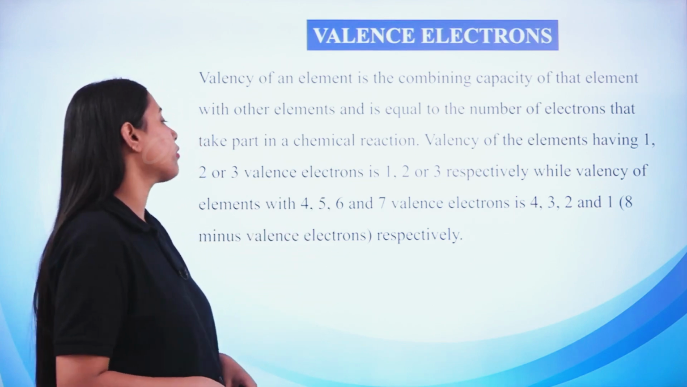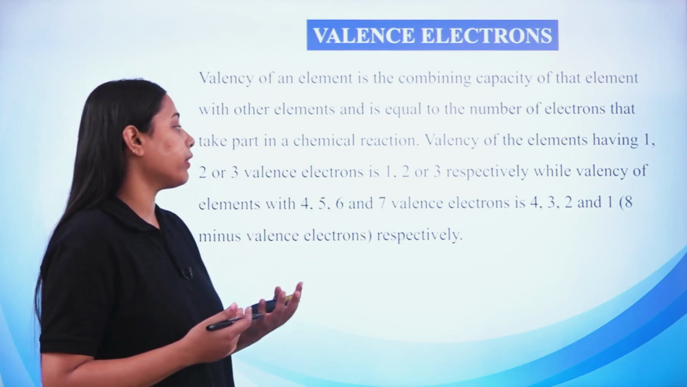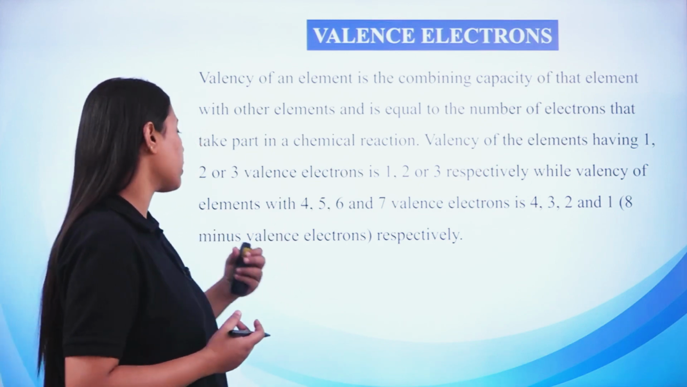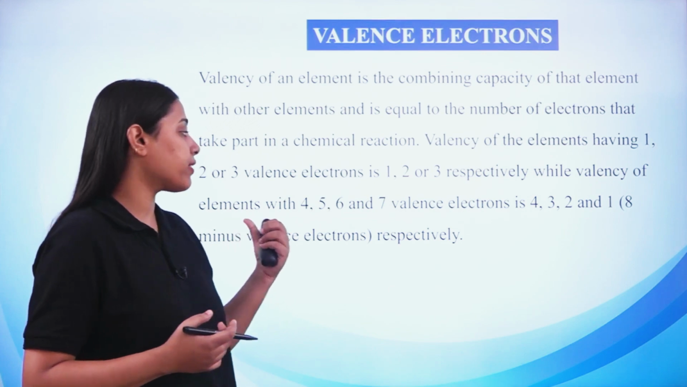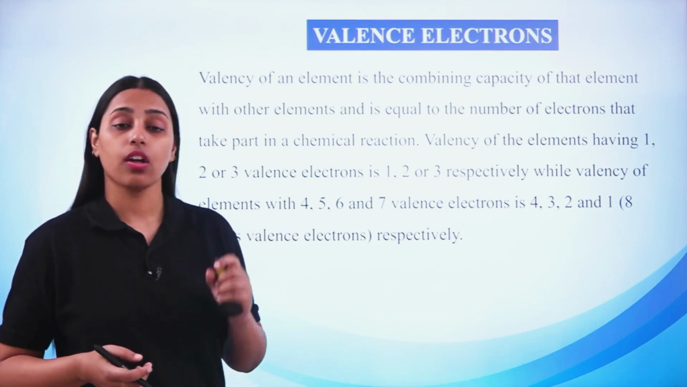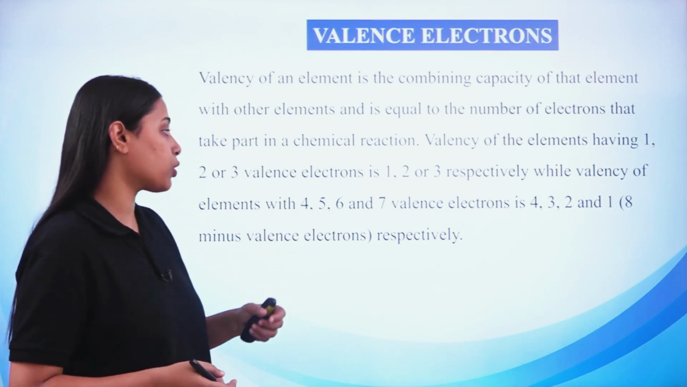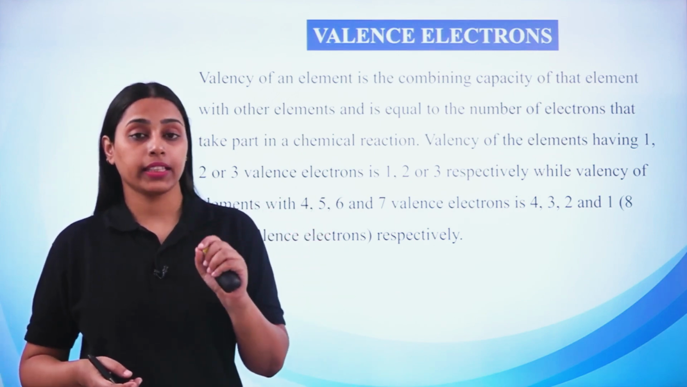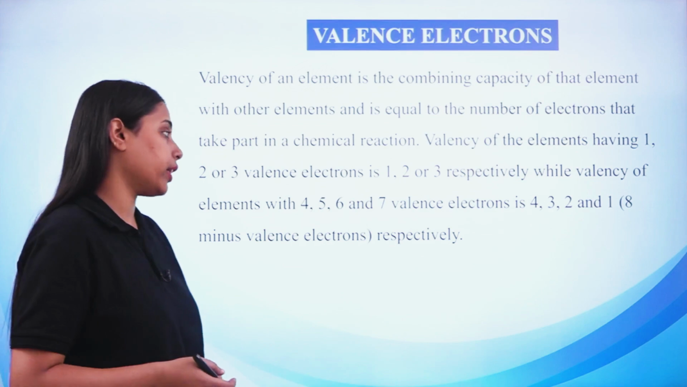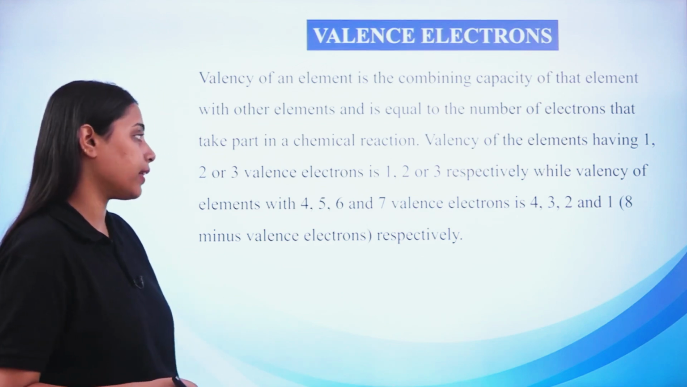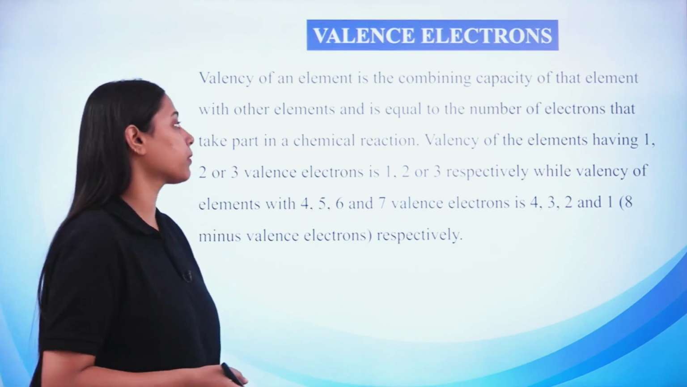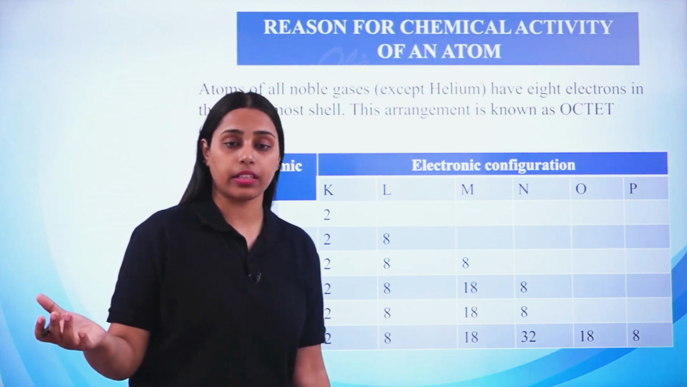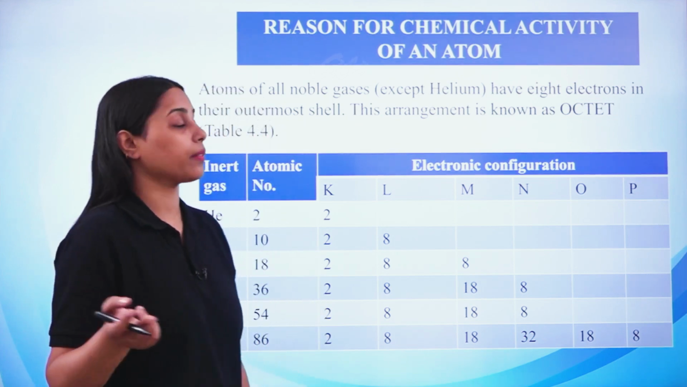Elements having 1, 2 or 3 valence electrons will have a valency of 1, 2 or 3 respectively, while the valency of elements with 4, 5, 6 and 7 valence electrons is 4, 3, 2, 1. It keeps on decreasing, and you calculate it by subtracting the valence electrons from 8. Then you get the valency of the element, and this is basically for non-metals. For metals it is direct: the number of valence electrons is the valency.